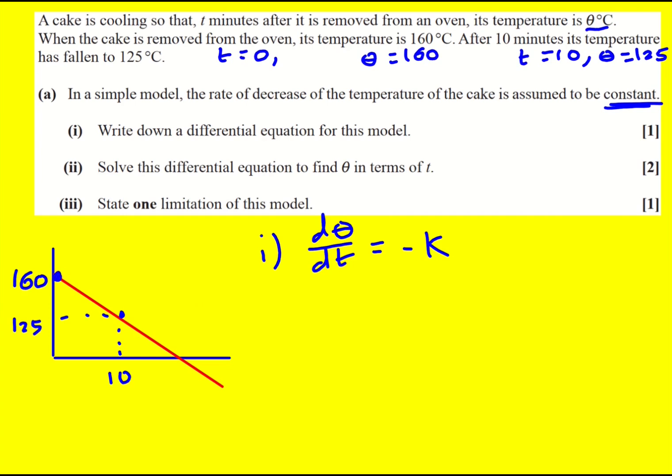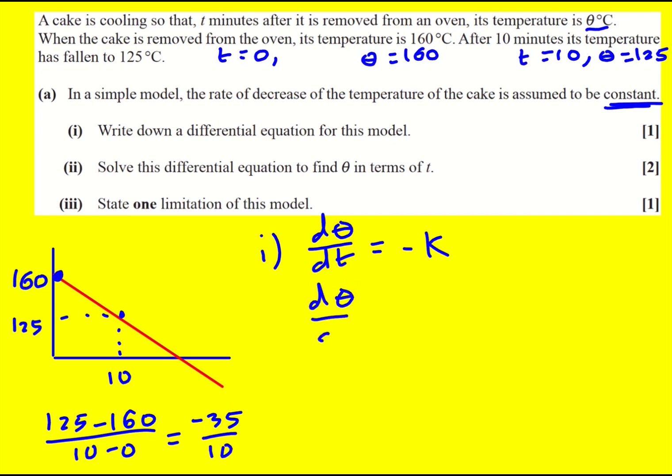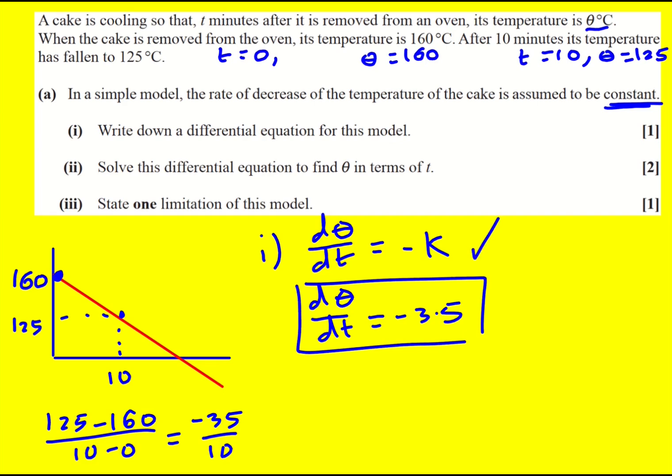So the gradient is going to be 125 minus 160 divided by 10 minus 0. It's going to be minus 35 over 10, which is going to be minus 3.5. I did check, and you get the mark for this one here, but at some point you're going to have to work out what k is. So I've just done it straight away.